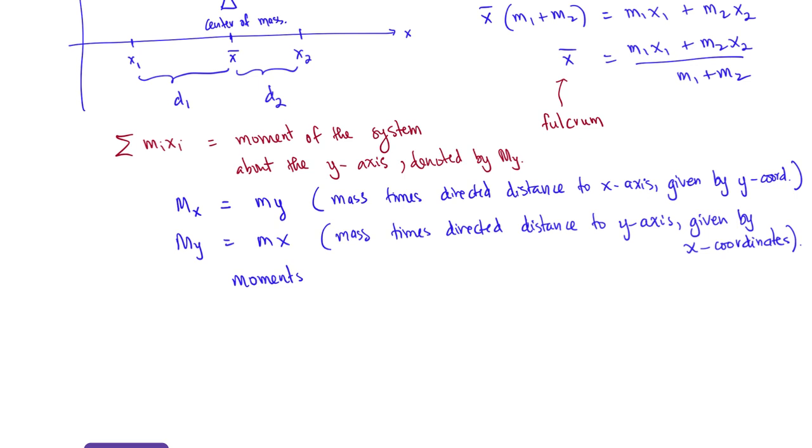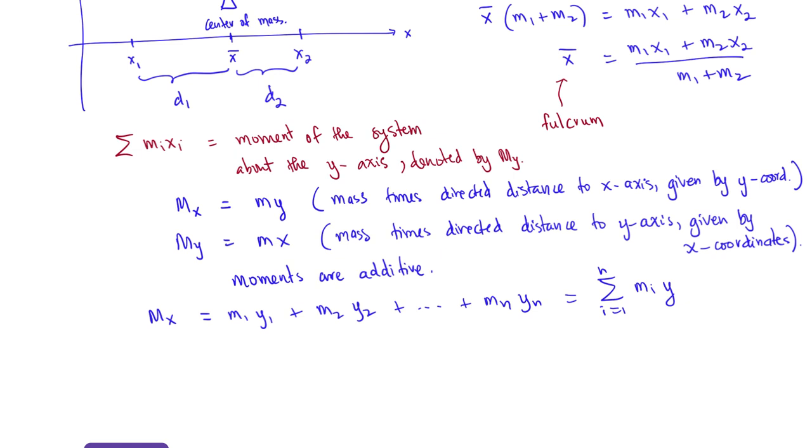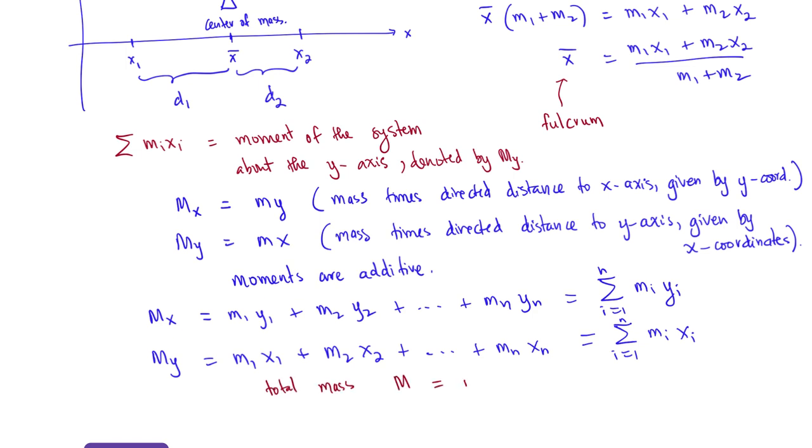Moments are additive. That means the moment about the x-axis is the sum of each of the moments, and each of the moments is mi yi. Thus, M sub x equals m1 y1 plus m2 y2 plus ... plus mn yn. This is the sum as i goes from 1 to n of mi yi. The moment about the y-axis is m1 x1 plus m2 x2 all the way to mn xn. The total mass is m1 plus m2 plus all the way to m sub n, which is the sum as i goes from 1 to n of m sub i.